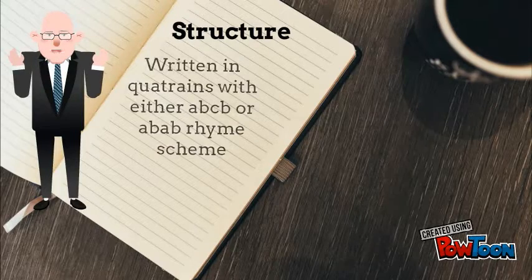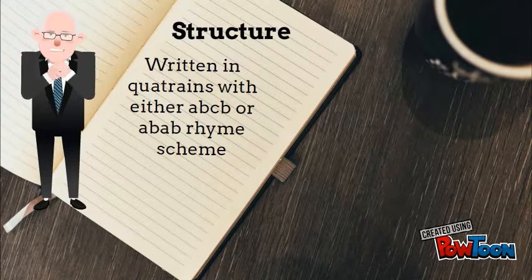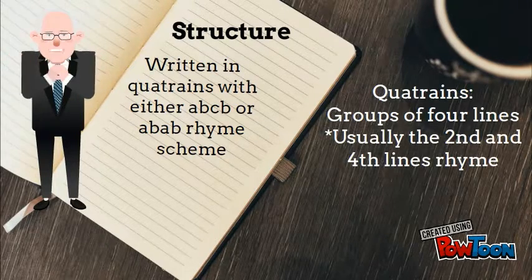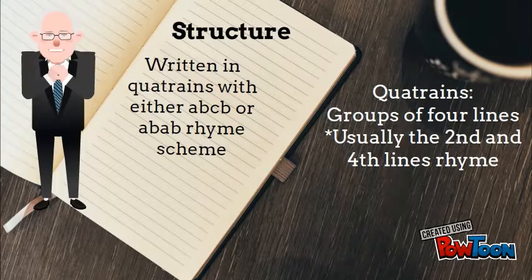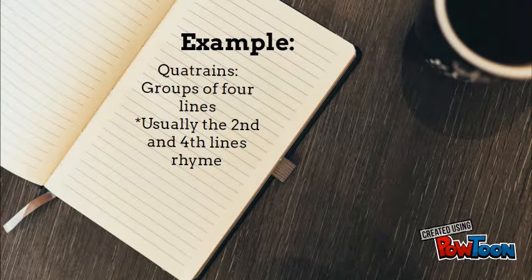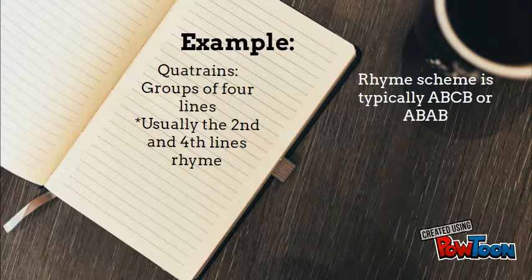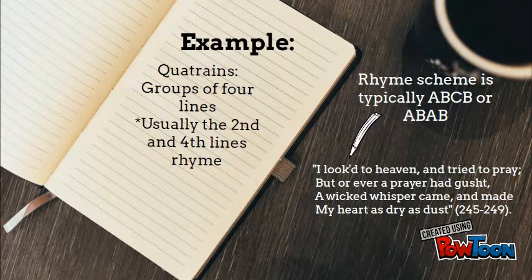Conventional ballads are written in 4-line stanzas called quatrains. However, some ballads might break the mold and appear to be written in a variety of stanza structures. The rhyme scheme of a conventional ballad is typically A-B-C-B or A-B-A-B. View the example and notice the rhyme scheme Coleridge uses.